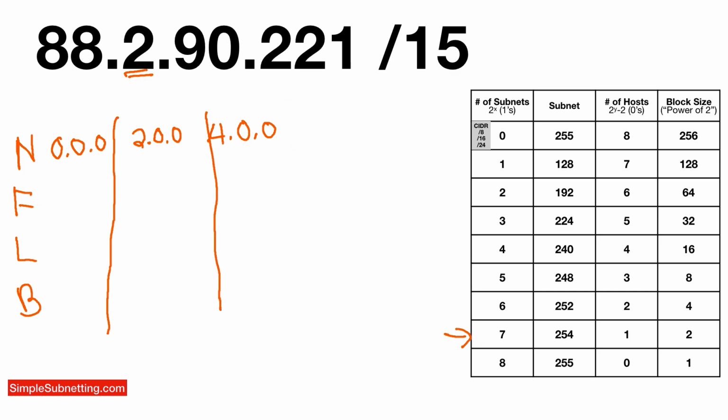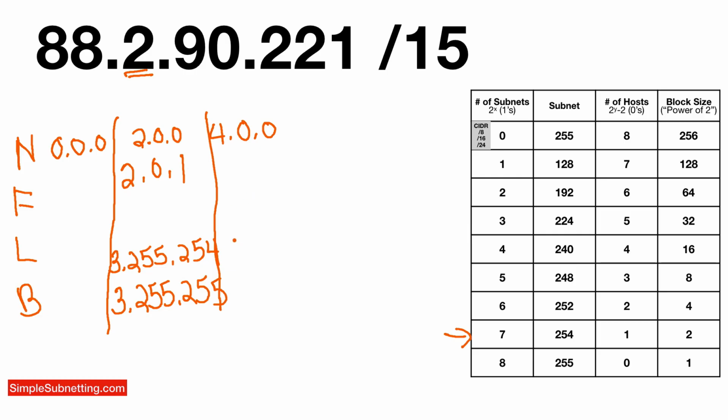Gosh, this gets so messy. Sorry about that. Okay, so now we can solve. Broadcast is one less than the next. So it's 3.255.255. And last is one less than the broadcast. So it's 3.255.254. And then first is one more than network. So it's 2.0.1. And there you have it.